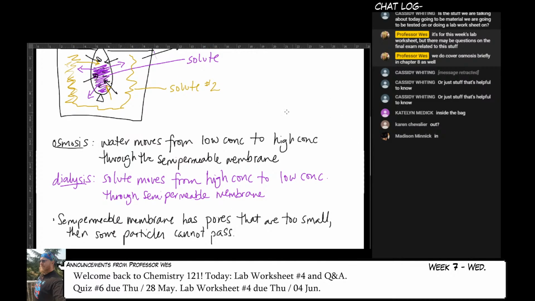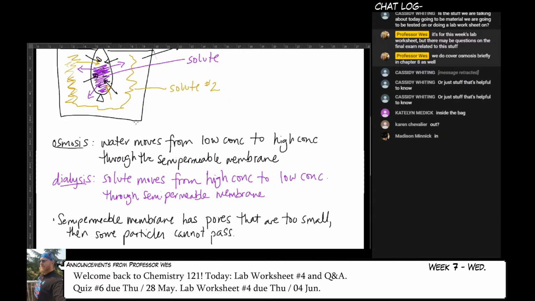So in the case up here, if we chose a bag that had very large pores, everything could pass through it, and then eventually these things would all mix together, just slowly. And so dialysis would occur for the solute and solute number 2, and osmosis would occur for water.